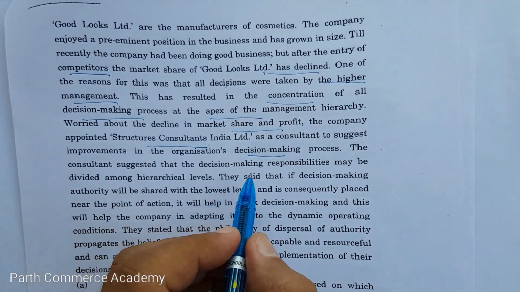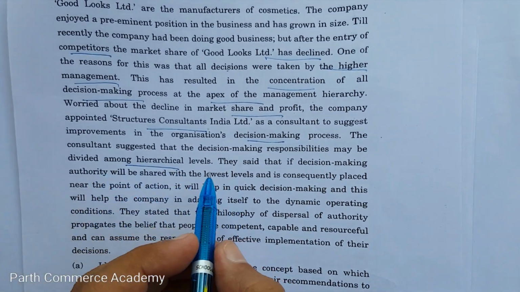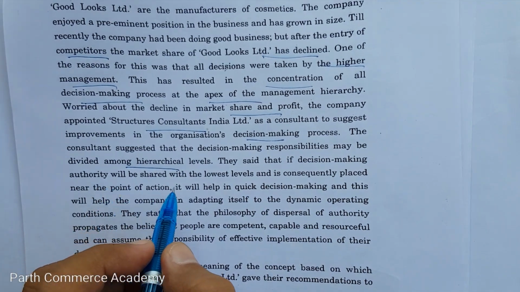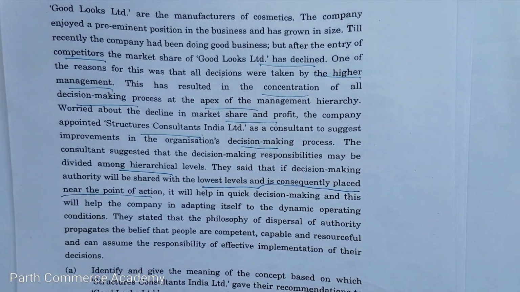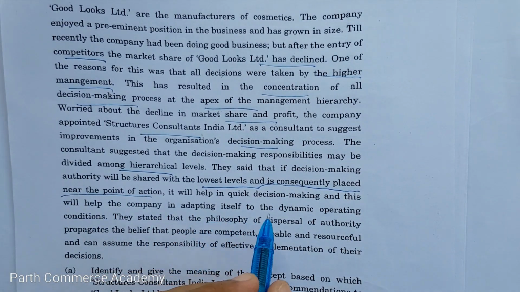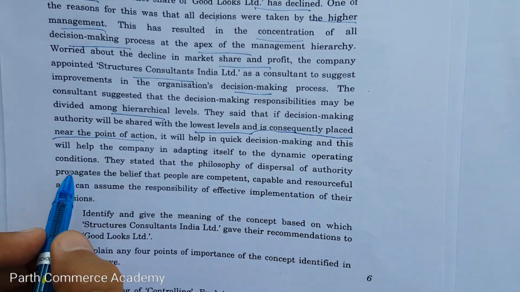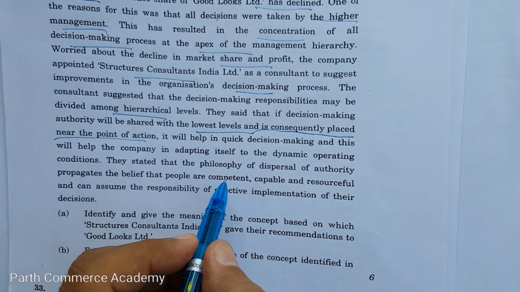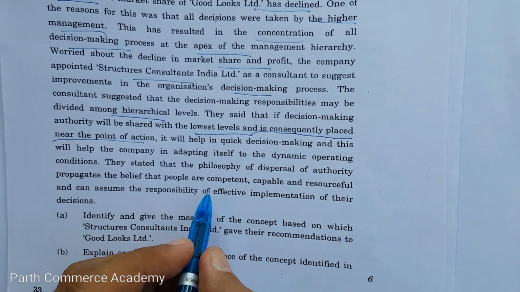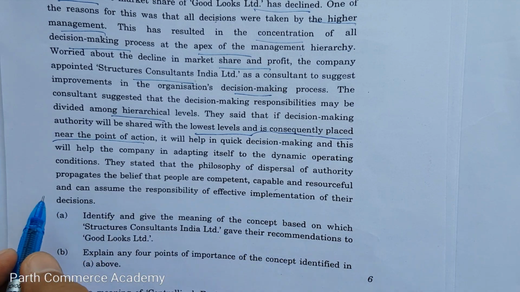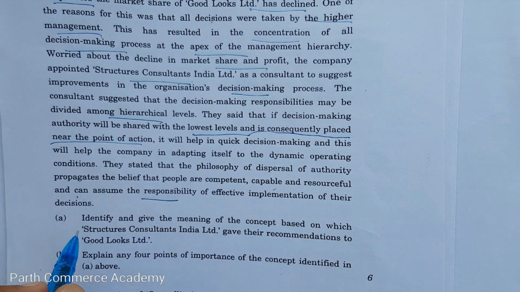The consultant suggested that decision making process may be divided among hierarchical levels. They said that the decision making authority will be shared with the lowest level, consequently placed near to the point of action. It will help in quick decision making, and this will help the company to adapt itself in a dynamic operating condition. They stated that the philosophy of dispersal of authority propagates the belief that people are competent, capable and resourceful and can assume responsibility of effective implementation of their decisions.